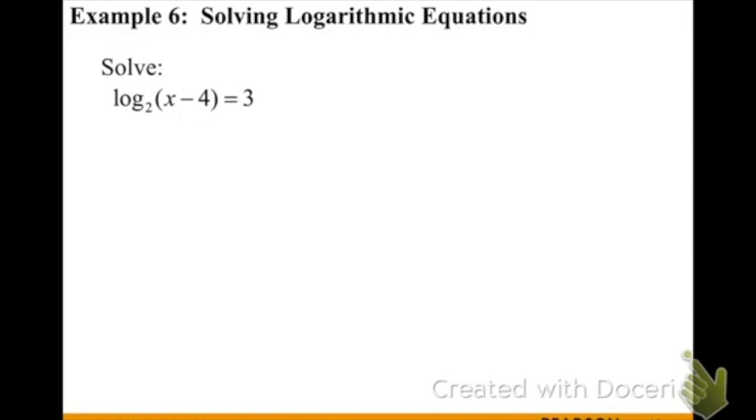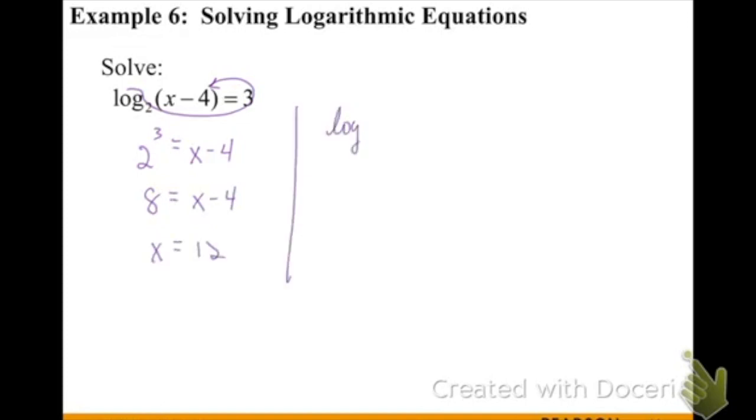So I know that that means 2 raised to the 3rd power equals x minus 4. And then I draw that arrow to help you realize that's the motion of how you read a log. So 2 to the 3rd power equals x minus 4. So 8 equals x minus 4. So x potentially equals 12. Let's check this. Log base 2 of 8 equals 3, and that's a true statement. So our solution is 12.